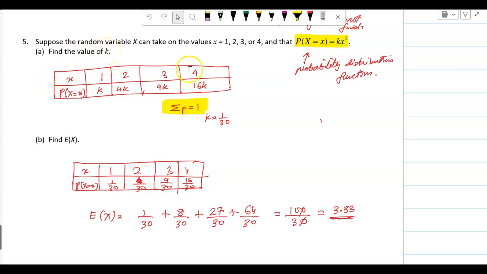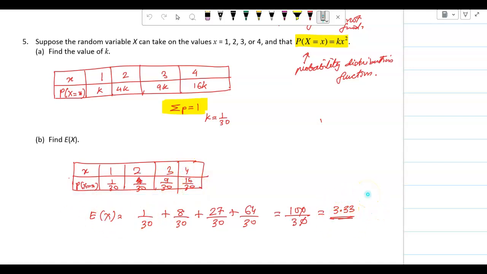So you make a table. You take your x as 1, 2, 3, 4, which is given to you. Put each of these values in the function and get the probabilities. Now you should know the property that sigma p is equal to 1. The sum of the probabilities is 1. You add all this, set it equal to 1, and you'll get the value of k. Putting this value of k back in will give you the proper table now. And you can find the expected value: this into this plus this into this plus this into this plus this into this. You add that and it will give you the expected value.